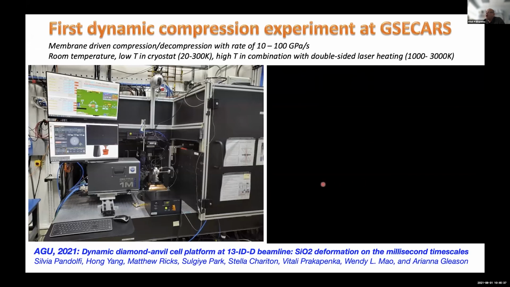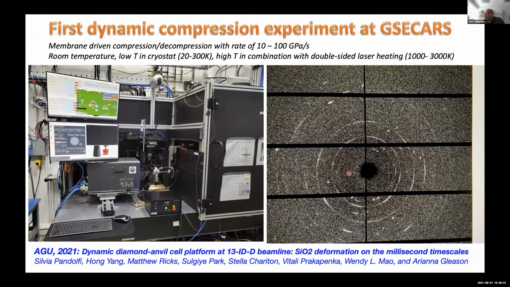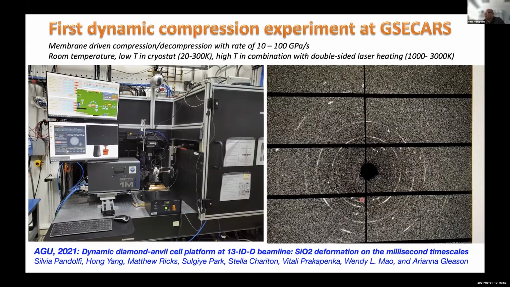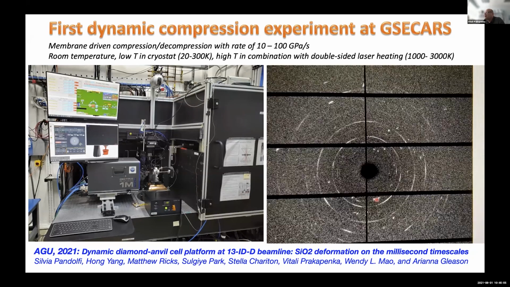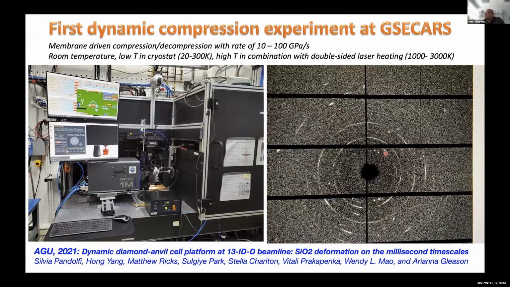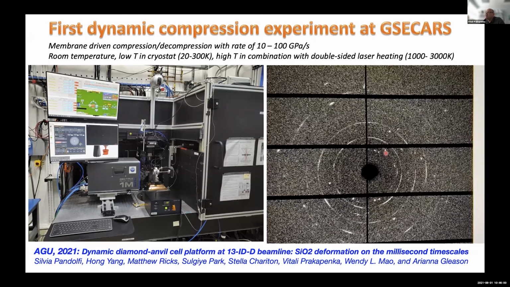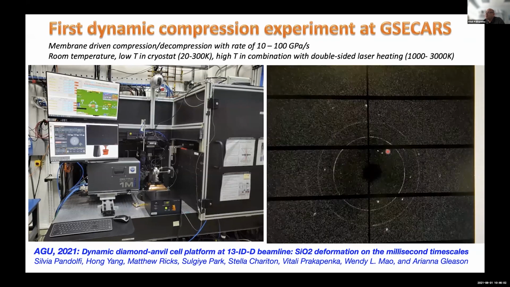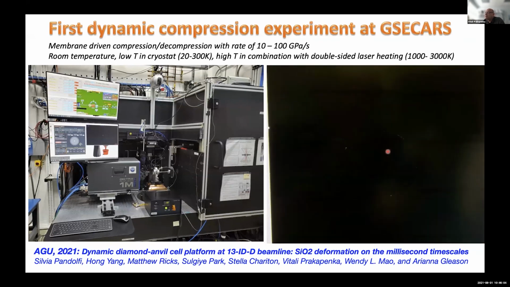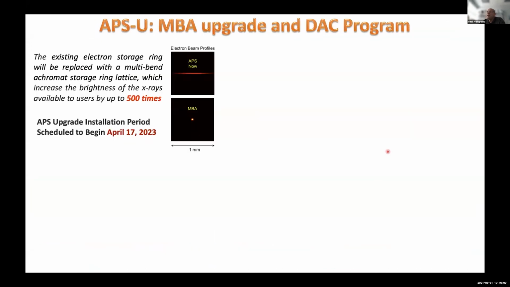One of the recent things that we did was dynamic compression. It's the first time we did it at GSECARS. It was initiated by Sylvia and Arianna and Wendy. And you can see, hopefully you have good connections, that when it starts compression, the reflection changes. At this time, it was not very fast, only 10 to 100 GPa per second, but we are working to get much higher speed, and we will definitely benefit from the MBA upgrade.